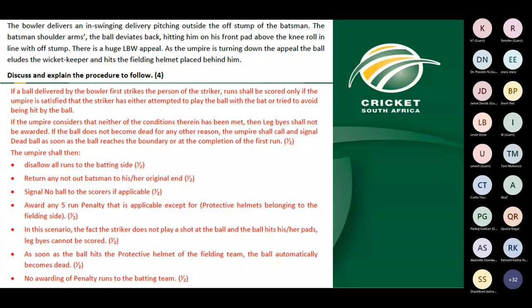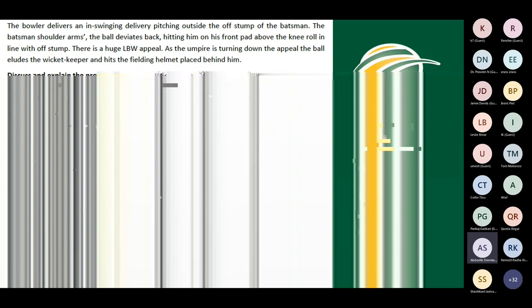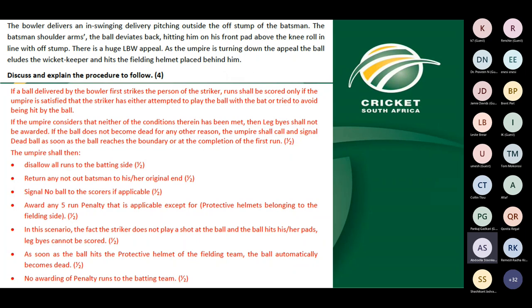As soon as the ball hits the protective helmet of the fielding side, as we've learned, Tom covered this earlier, under the dead ball law, the ball then automatically becomes dead. In this instance, usually we will award 5 penalty runs if the ball hits the fielding helmet, but in this instance, we shall not award the 5 penalty runs to the batting side. The reason for this is the law tells us, if you look at the fourth bullet point, that if the striker did not attempt to play at the ball, and the ball then strikes the protective helmet belonging to the fielding side behind the keeper, we shall not award the 5 penalty runs.